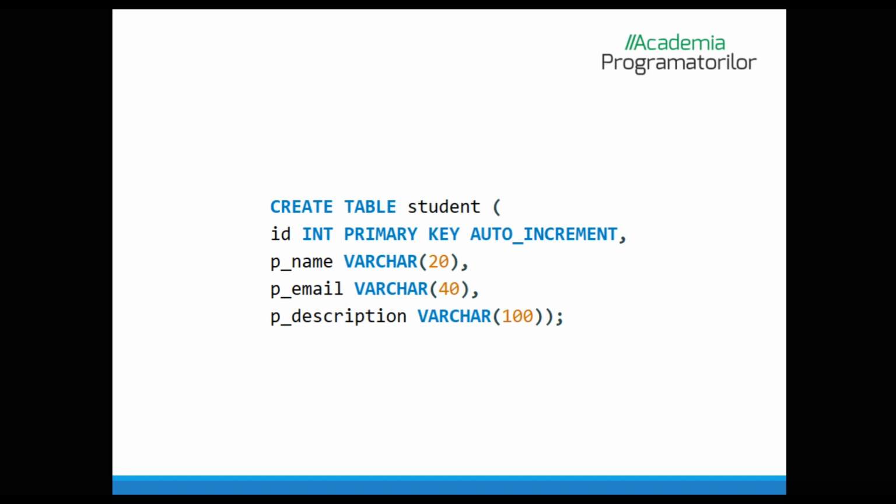Hello, in this video we will talk about the keyword auto-increment. When a primary key column has this property, values do not need to be entered manually. They will be incremented automatically. Suppose we have our student table in which we are going to insert 500 entries.